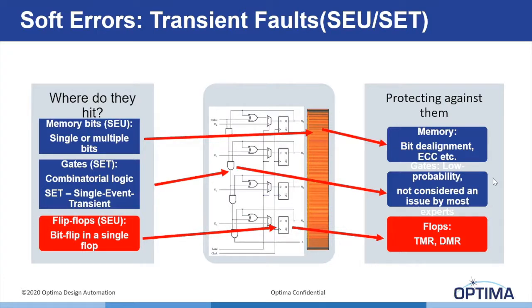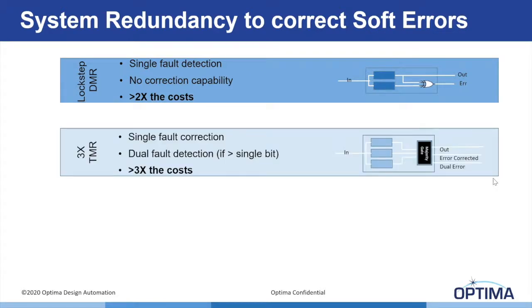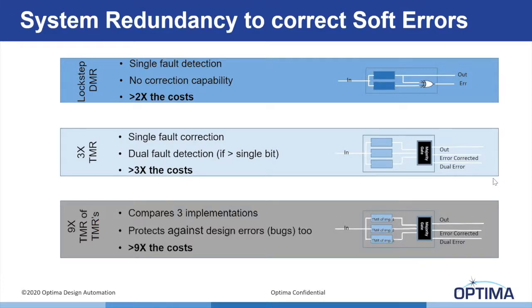So how do you correct? As we have already seen, TMR and DMR. This TMR and DMR can be implemented at the system level or at the flop level. So let's see system level redundancy to avoid soft errors. With system level redundancy, you have lockstep DMR. That means two systems are working in parallel and you take the best out of it. That increases the cost by 2x. TMR, 3x, means single fault correction and dual fault detection. That means three systems are working in parallel and there will be a majority voter to give you the correct result. This increases cost by 3x. TMRs of TMRs means it can compare three implementations and protect against design errors as well. But look at the cost, it's 9x, very, very expensive.